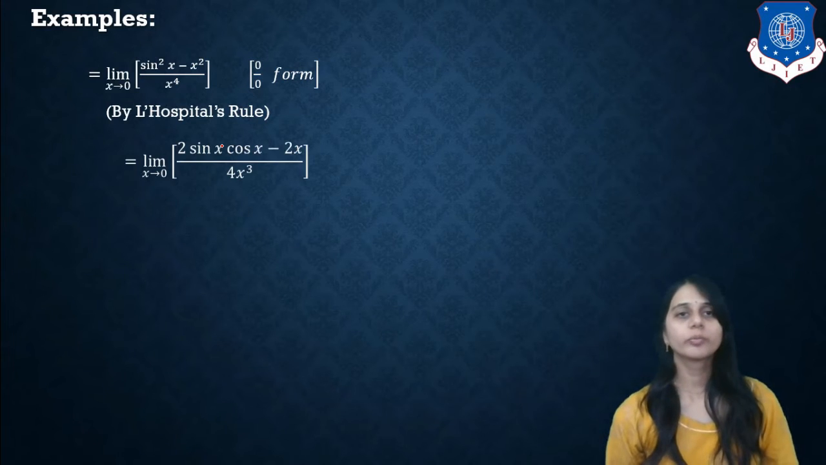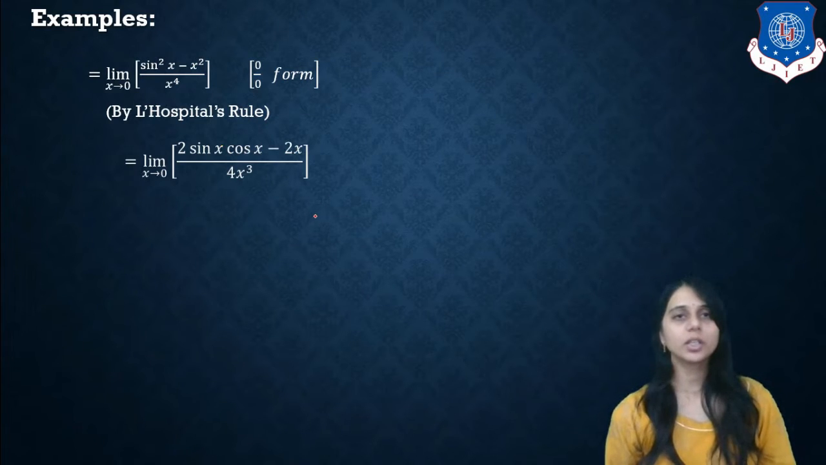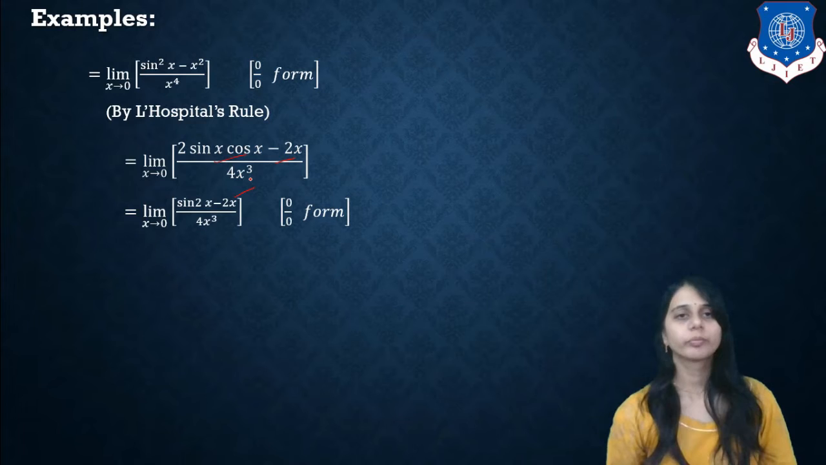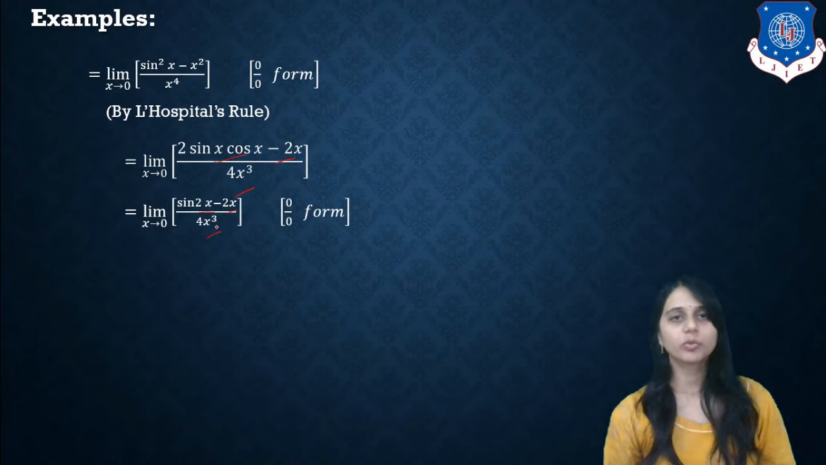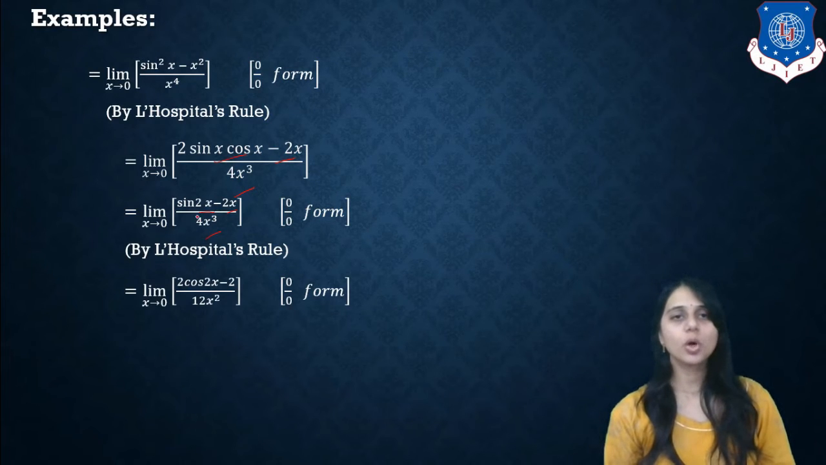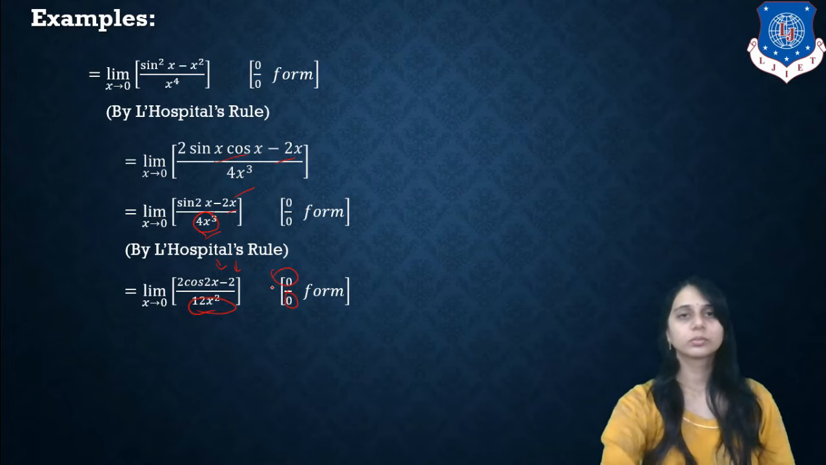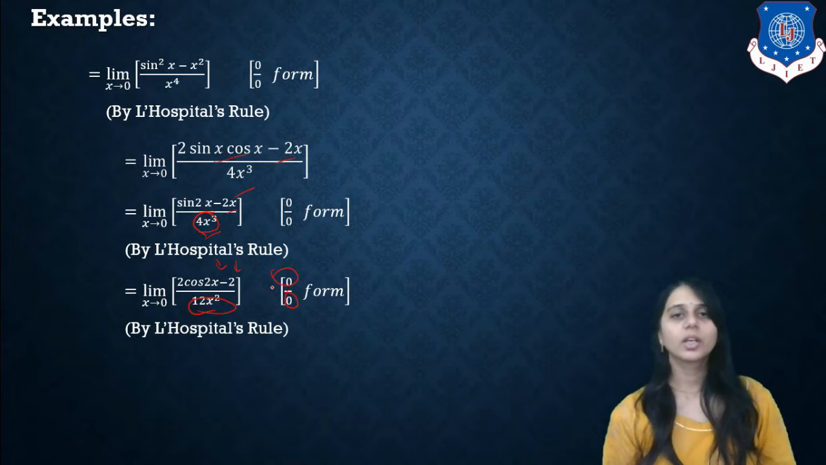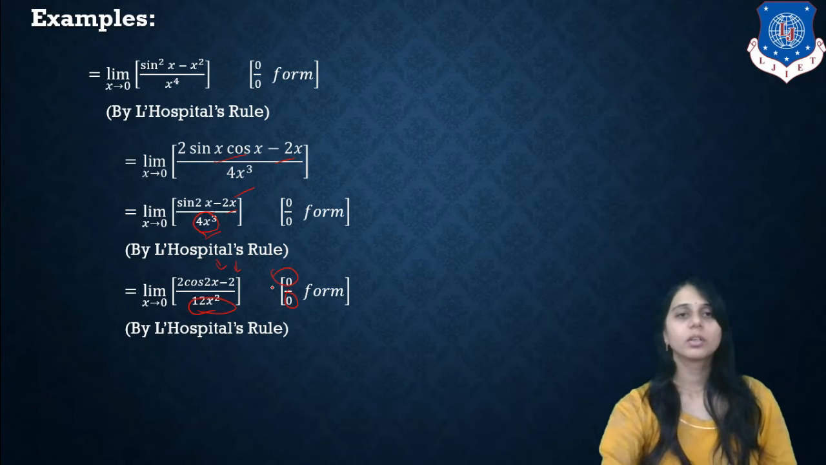By L'Hopital's rule, again we differentiate numerator and denominator. For sin square x, we get 2 sin x cos x minus 2x upon 4x cube. 2 sin x cos x is sin 2x, so sin 2x minus 2x upon 4x cube, 0 by 0 form. Again L'Hopital's rule: it is 2 cos 2x minus 2 upon 12x square. Put the value 0, again we get 0 by 0 form.